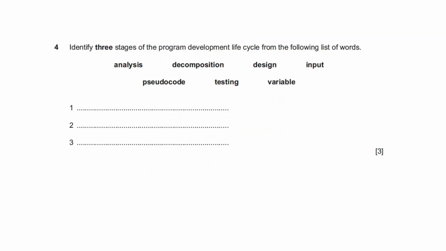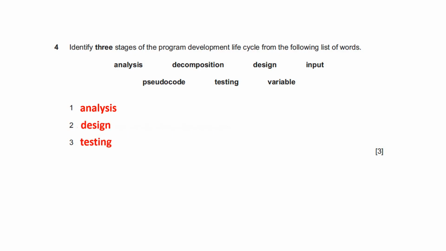Identify 3 stages of the program development life cycle from the following list of words: analysis, decomposition, design, input, pseudocode, testing, variable. Number 1 is analysis stage. Number 2 is design stage. Number 3 is testing stage. Because SDLC consists of analysis, design, implementation, testing, and maintenance. But in the following list, we have mentioned only these 3 stages.